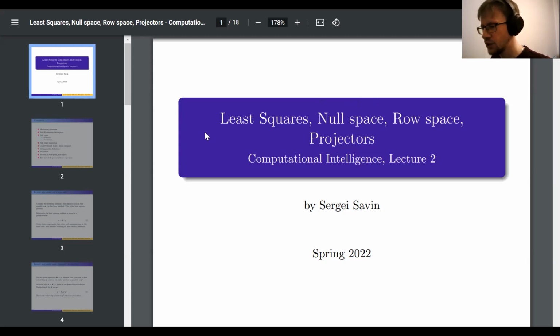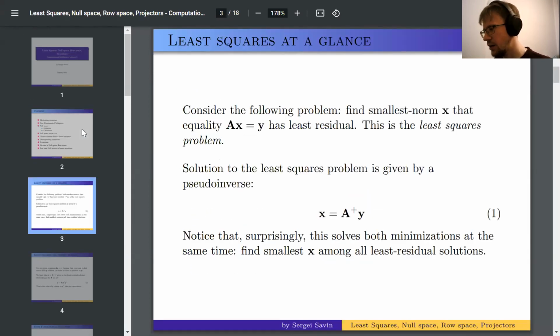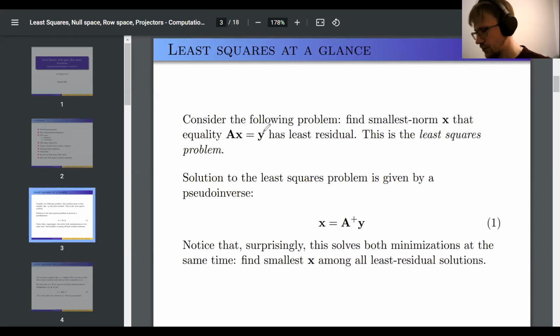All right. So this time: least squares, null space, row space, projectors. Least squares we will devote the whole lecture to later, but let me give you an idea, at a glance, of what least squares is on the high level, if you want.